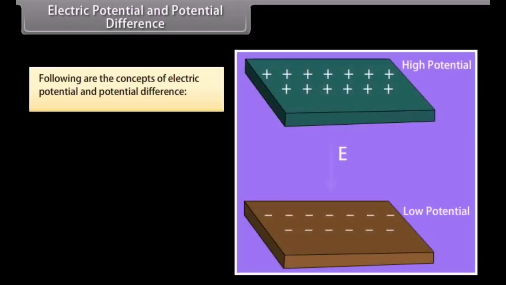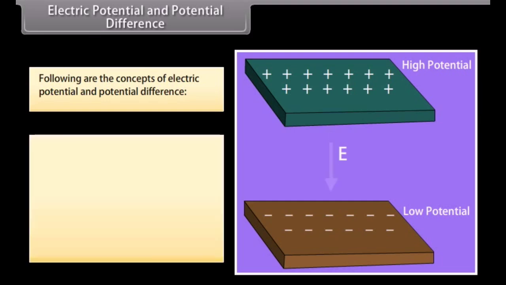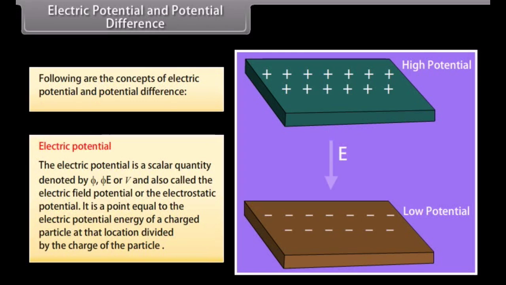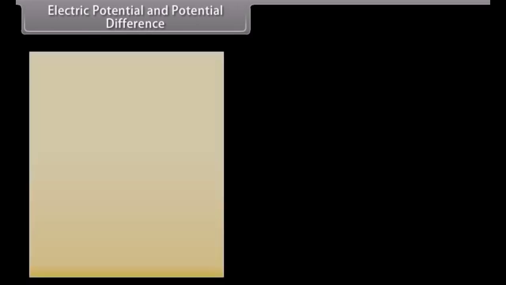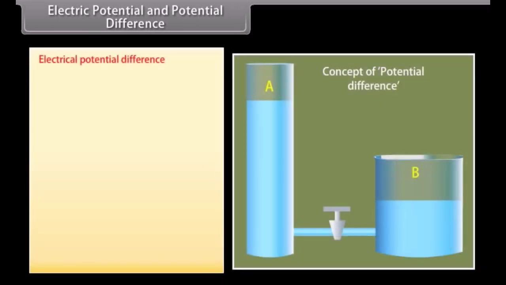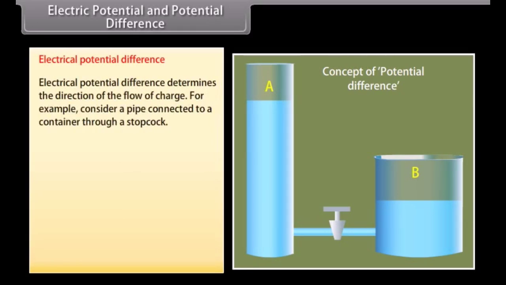Electric potential and potential difference. Let us look at the concepts of electric potential and potential difference. Electric potential. Electric potential is a scalar quantity denoted by E or V. It is a point equal to the electric potential energy of a charged particle at the location divided by the charge of the particle. Electrical potential difference determines the direction of the flow of charge.